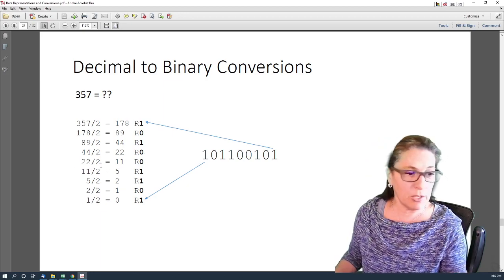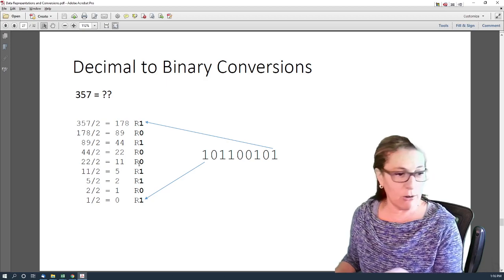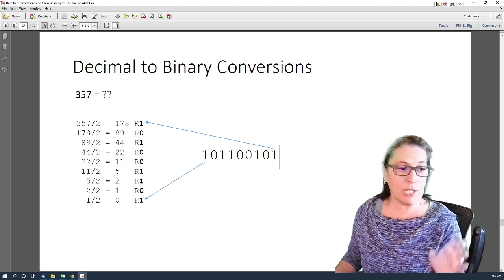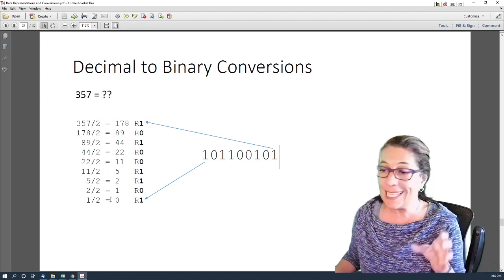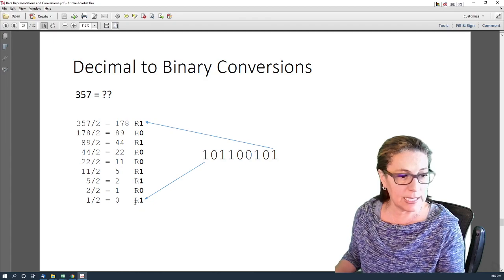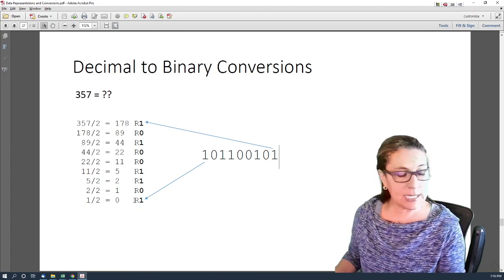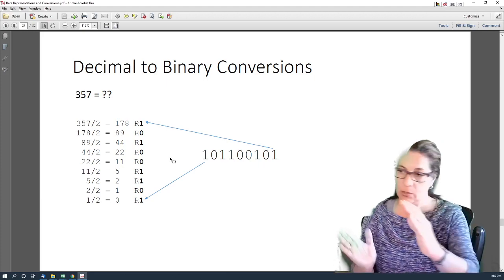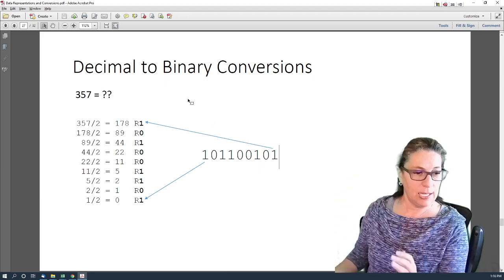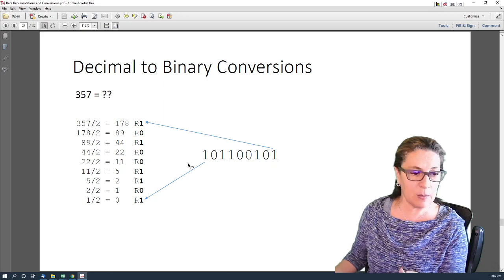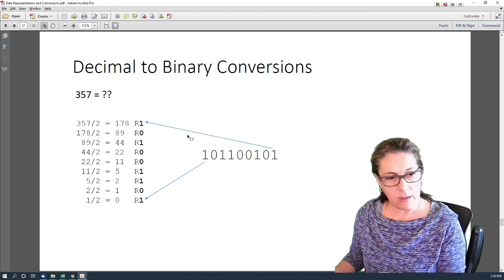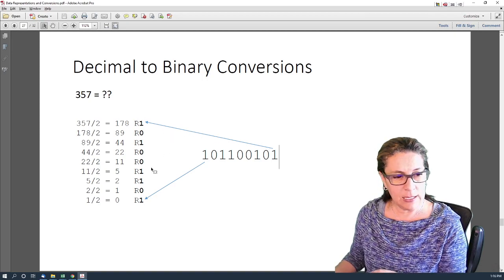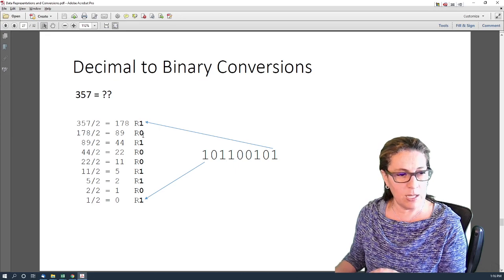22 divided by 2 is 11, remainder 0. Then 11 divided by 2 is 5, remainder 1, etc. Until you get 1 divided by 2, which gives 0, and that's when you stop. In this case you also get remainder 1. Now how do you read this? You flip it. The most significant bit is the last one, and the least significant bit is the first one. So starting from the bottom, you end up with 1 0 1 1 0 0 1 0 1.